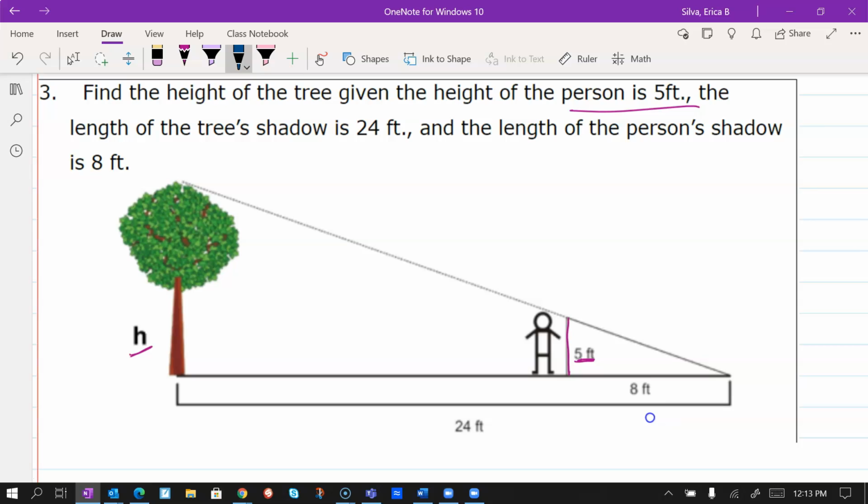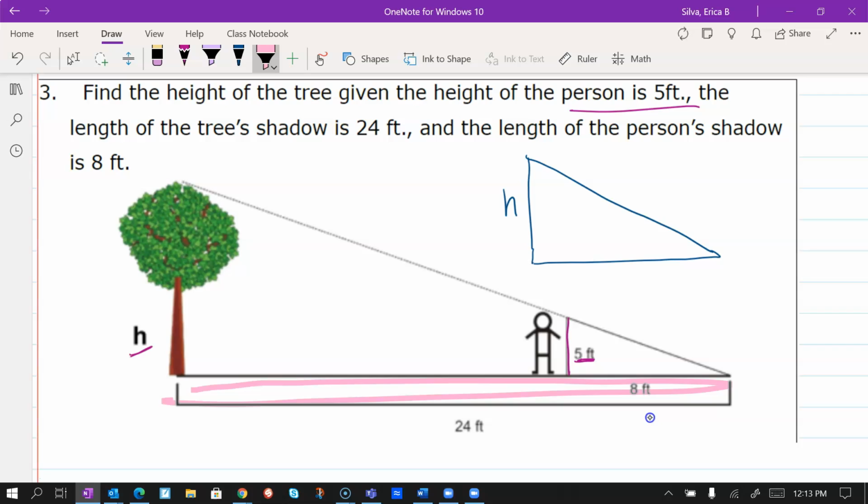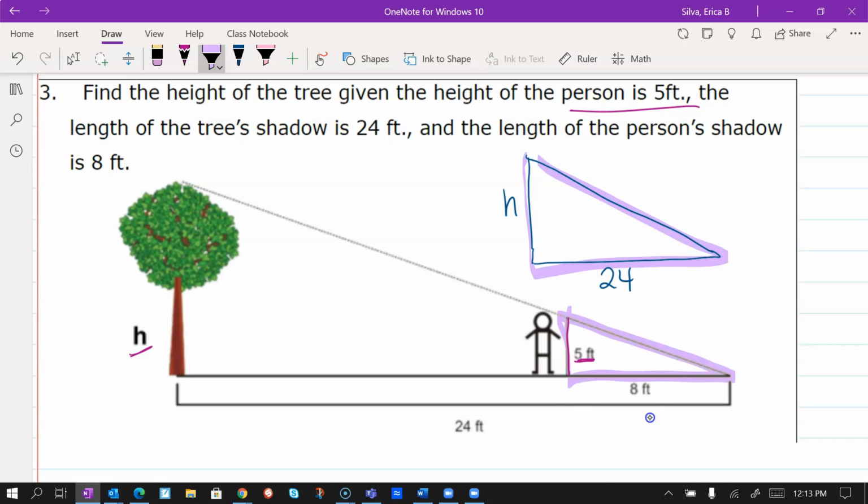Or we make it difficult for ourselves because we're trying to see what's going on in the picture. So what I want you guys to do is always redraw the larger picture or the larger shape. This is going to be H. And notice how this whole thing is 24. So now I'm just going to concentrate on this shape right here and the one that I redrew.